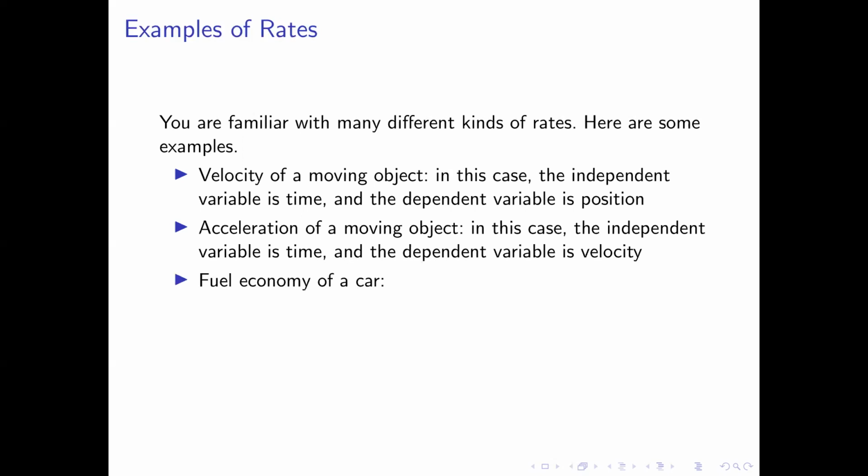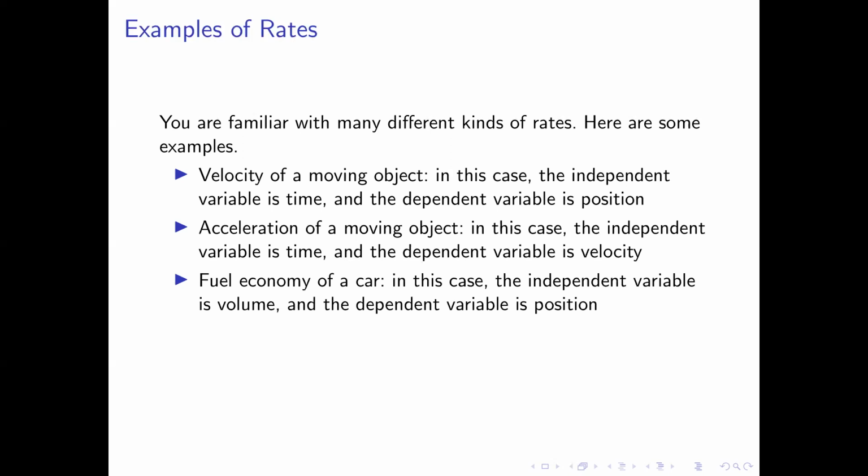Another example, getting away from moving objects for a second, is something like the fuel economy of a car. So in this case, the independent variable of the function we're interested in would be volume, how much fuel the car is using. The dependent variable in this case is something like position. And so the fuel economy of a car tells you, in effect, how much you can change your position or how far you can travel with a certain amount of fuel.